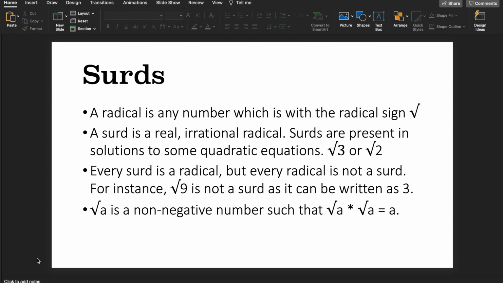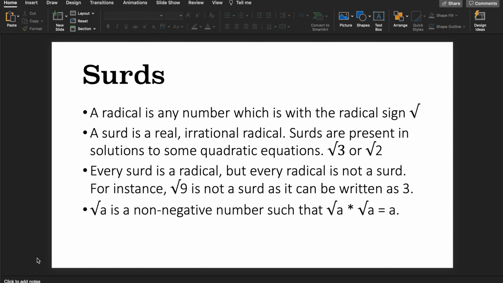The next point states that every surd is a radical, but every radical is not a surd. For example, root 9 is not a surd because it can be simplified to 3. It must be irrational, meaning it cannot be written in the form p by q, where p and q are integers and q is not equal to 0. But 3 can be, it's basically 3 by 1 or 6 by 2. So therefore, it's not a surd.